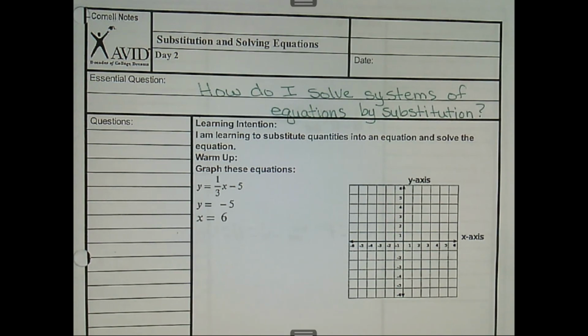Hello class. Today we're looking at substitution and solving equations. This is day 2. So if you weren't here for day 1, please watch the video. Today our essential question is, how do I solve systems of equations by substitution? Your learning intention: I'm learning to substitute quantities into an equation and solve the equation.